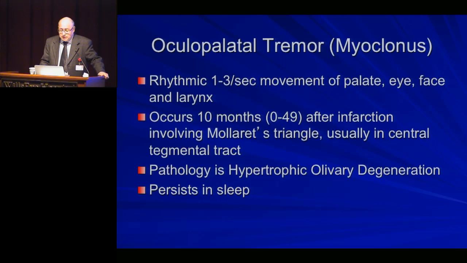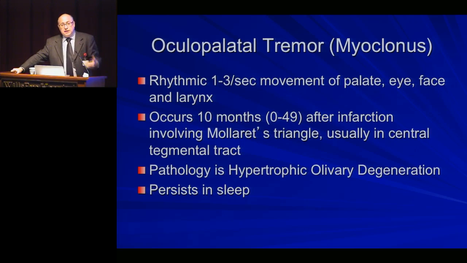So he has oculopalatal tremor or oculopalatal myoclonus, which is a rhythmic 1 to 3 per second movement of the palate, the eye, the face, and the larynx, which typically occurs around 10 months after a brainstem infarction, or an infarct involving the Mollaret triangle. So the Mollaret triangle includes the inferior olive, the dentate nucleus of the cerebellum, and the red nucleus. And usually there are defects in the central tegmental tract in the brainstem.